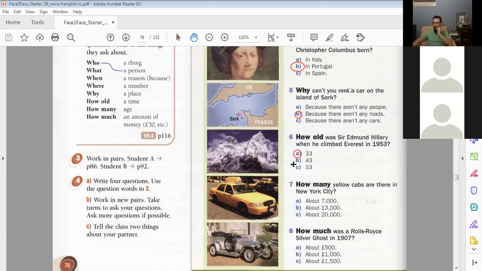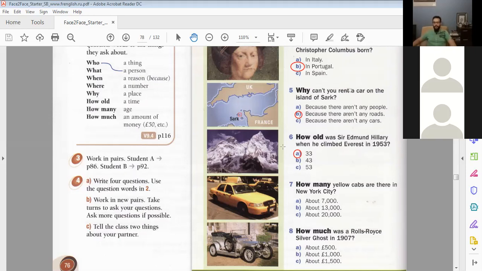Do you know Everest? Yes, in the Himalayas. It's the tallest mountain. Highest, sorry, it's the highest mountain. Highest mountain. Okay, Manal, what about number 7?